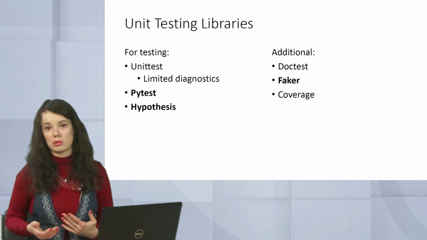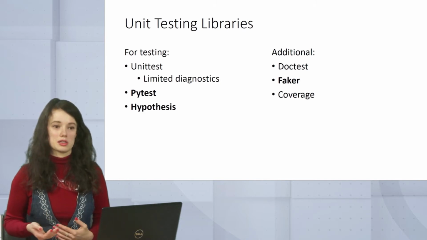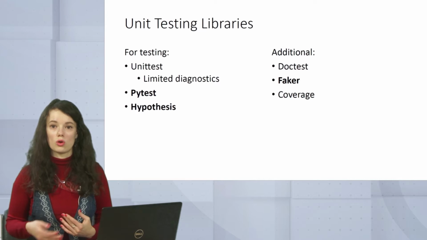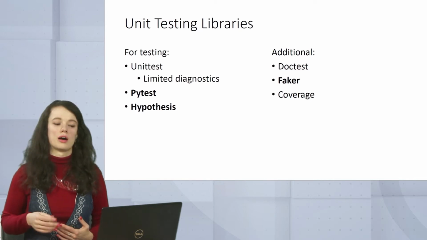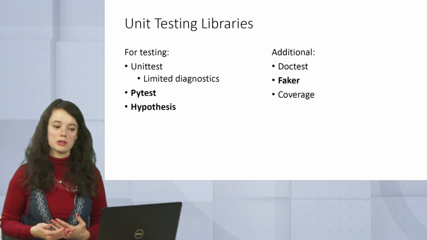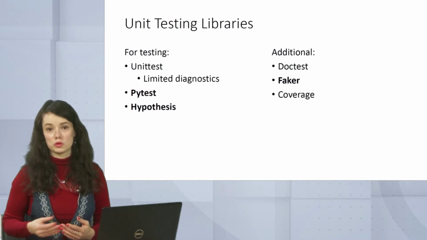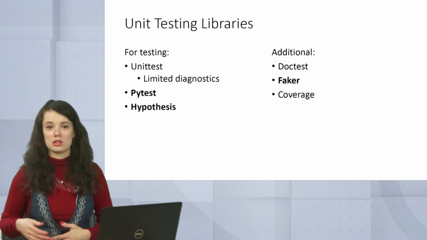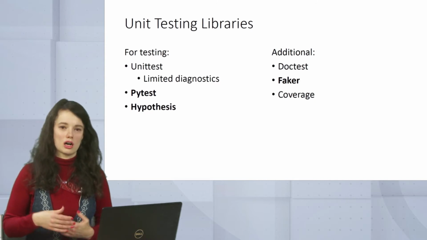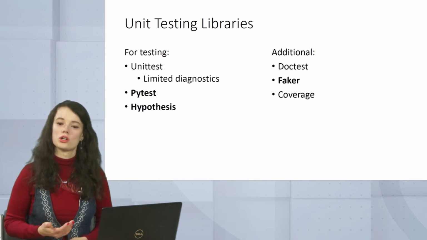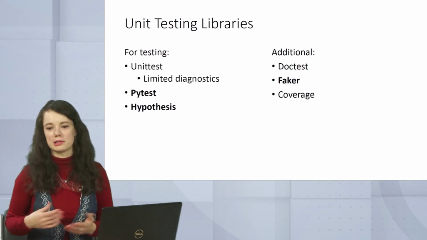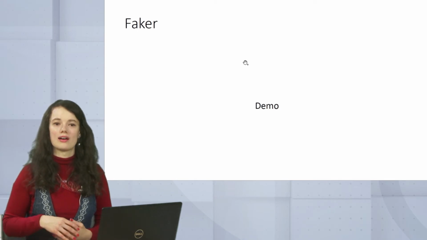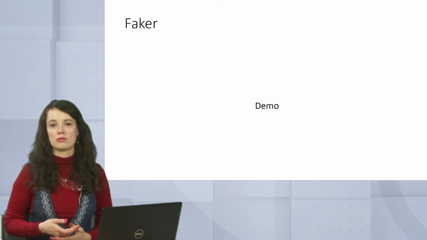First testing library, well known in Python, is unittest, but it has limited diagnostics and it has an object-oriented interface. Other useful library is doctest, but we don't use it in data science testing because it's not very convenient to write your tests in docstrings. And there will be a slide about coverage. It's a very easy library. I'll tell you about it later. So to warm start, I'll show you a demo of the Faker library.